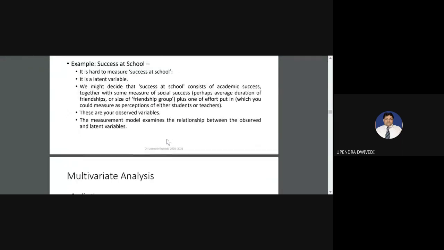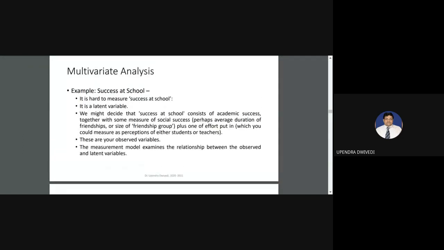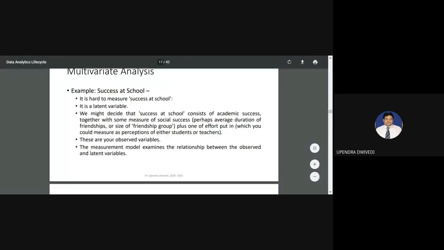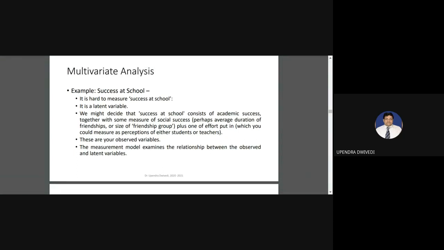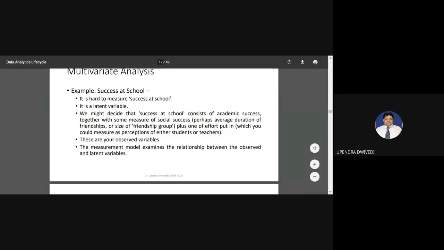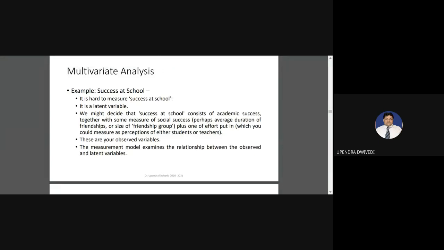So let us discuss an example of multivariate analysis. Success at school, that is our example. So it is hard to measure success at school. Okay, Akshat Verma has responded. Okay, Sakshi has responded. Very good. So good responses from your side. Very good, guys. Now let us discuss this problem: success at school. It is hard to measure success at school.